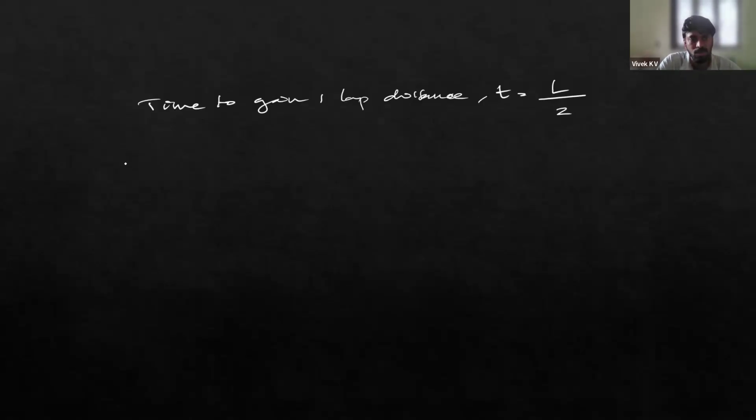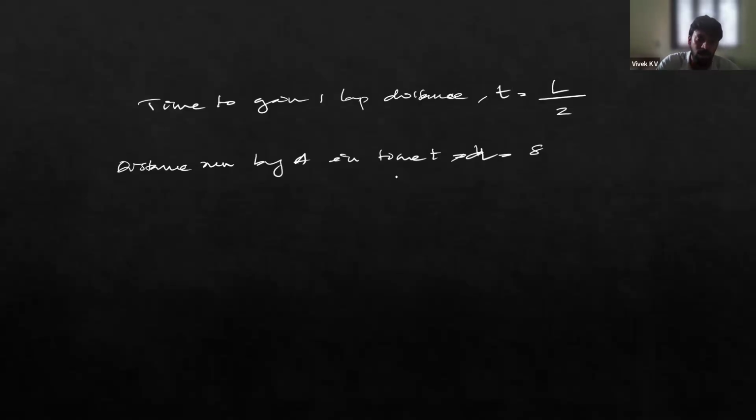The distance run by A in time t will be equal to distance. We know that distance is nothing but speed into time. Speed of A is 8 meters per second into the time, which is given by L by 2. So this will be equal to 4 times L, which means that A actually completes 4 laps before overtaking B.